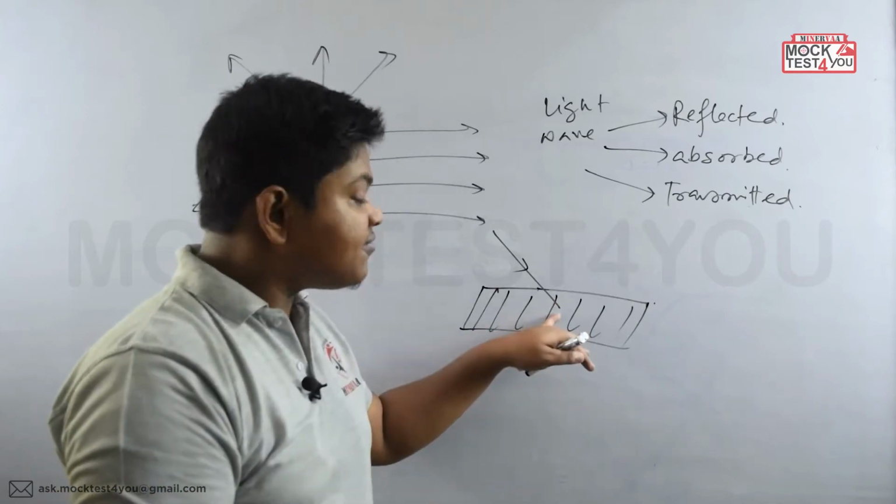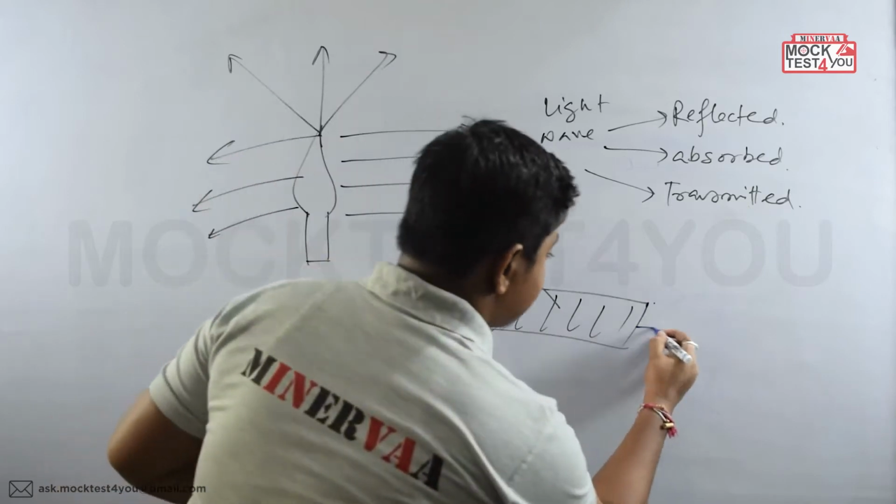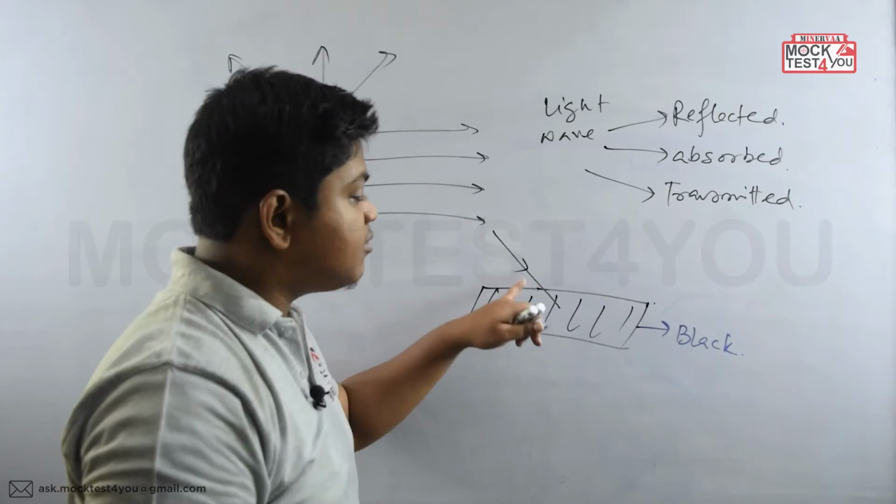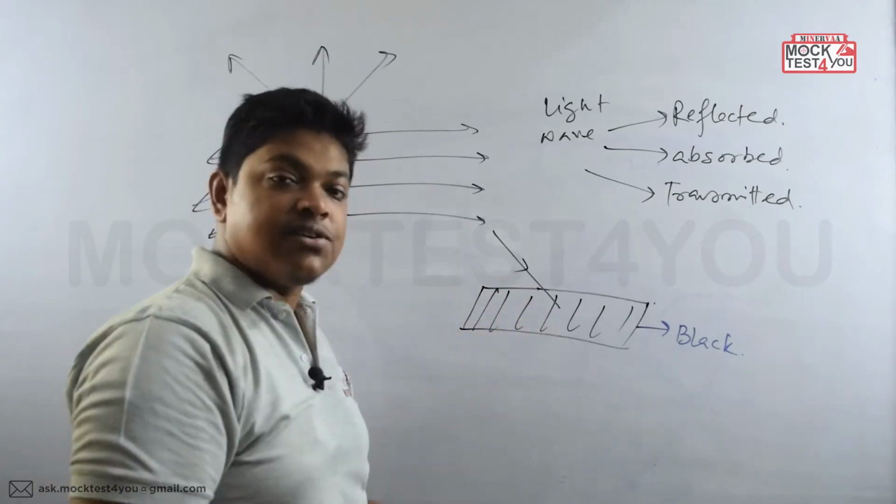Okay. Now if that surface is black, then in that case maximum of the light waves will be absorbed by that surface.